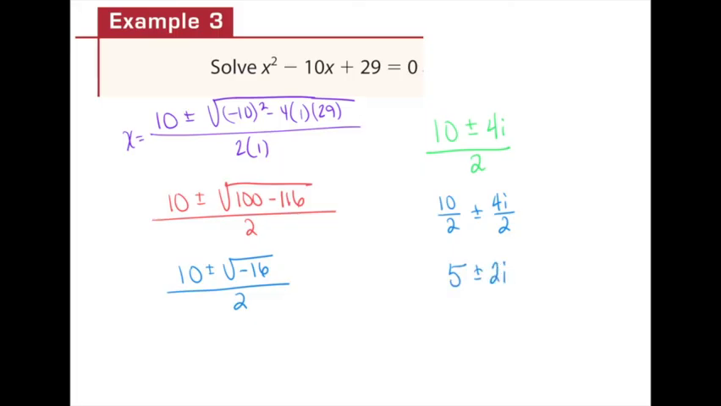That is your answer. You cannot combine the 5 and the 2i, so there is no way to give me a decimal approximation of this one. You would just leave it 5 plus or minus 2i. Those are the two answers for what x equals.